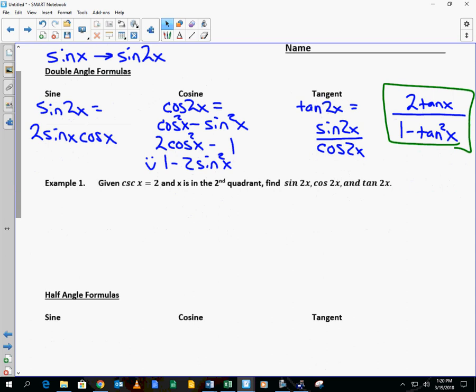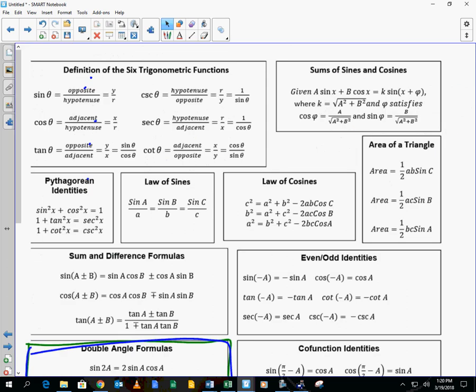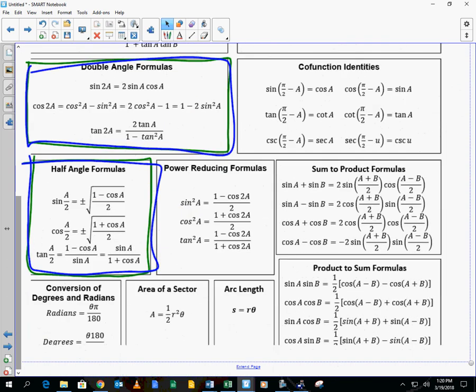Okay, so let's try it out. Well, first let's find these formulas. Where are they anyway? If we look at that formula sheet that you're going to use, we have double angle formulas for sine and cosine and tangent. You can see right here, and that's where we live right now.